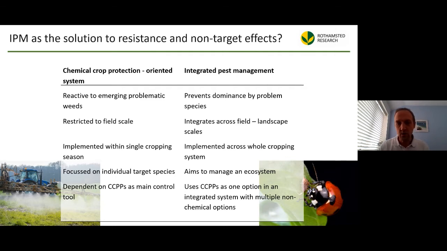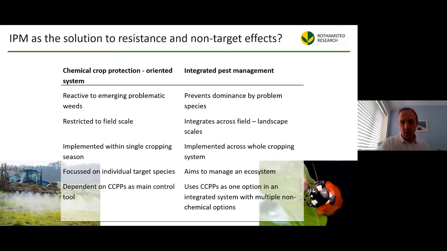So what I've tried to do here is compare an approach or a strategy that's very reliant on pesticides with one that takes more of an integrated pest management approach, which hopefully reminds you of some of the things that have been said already. So a chemical crop protection strategy is very reactive. We build a system for profitability or for yield, and then when a problem pops up, we look in the green book and we find the active that controls it. IPM thinks about how we build that system that prevents the problem emerging in the first place.